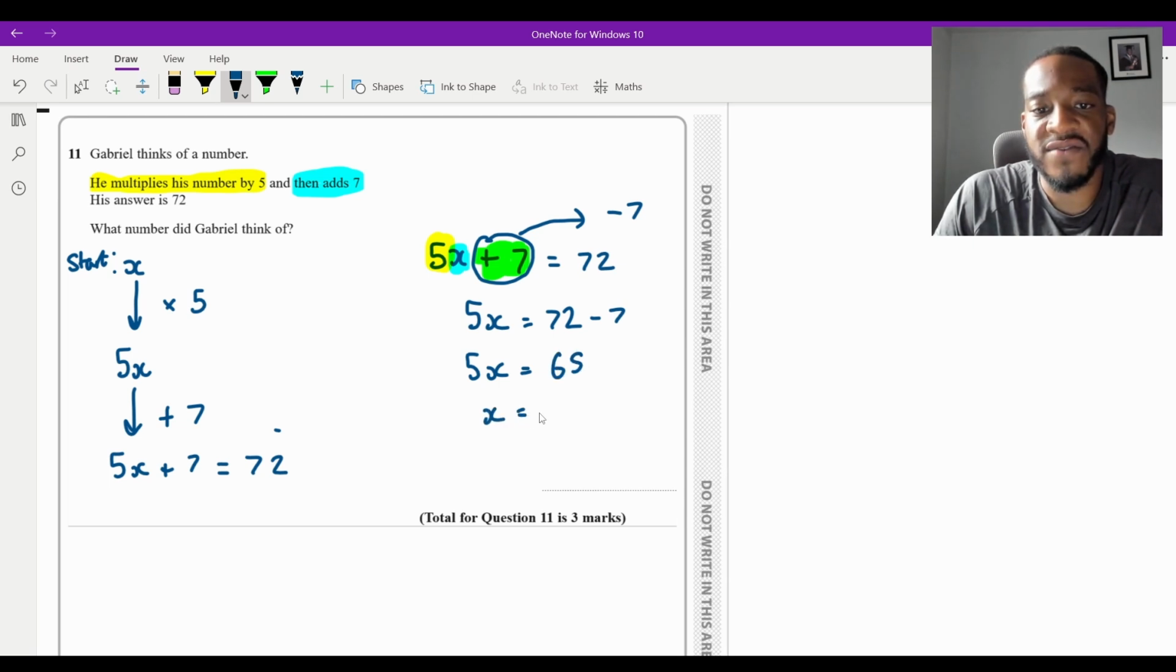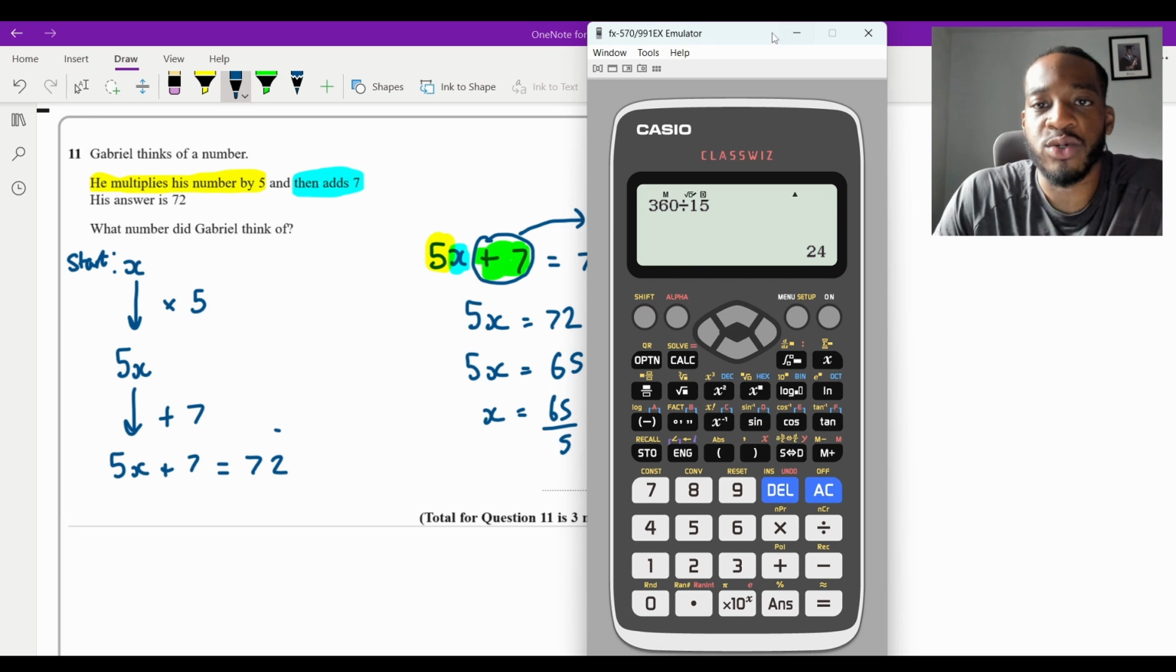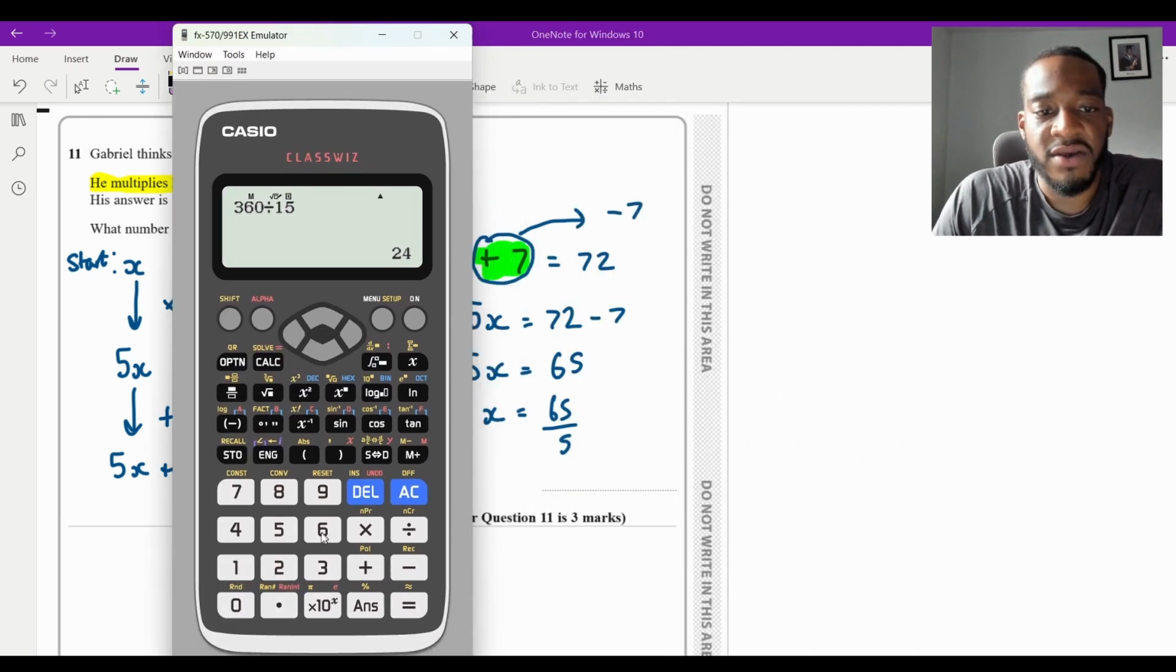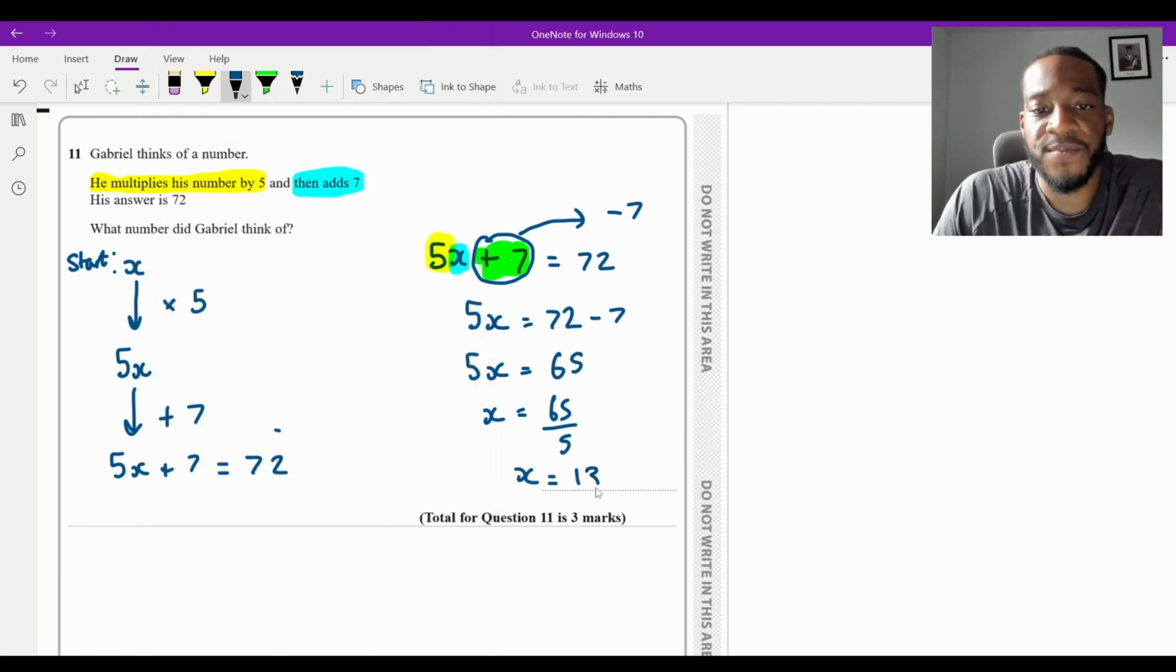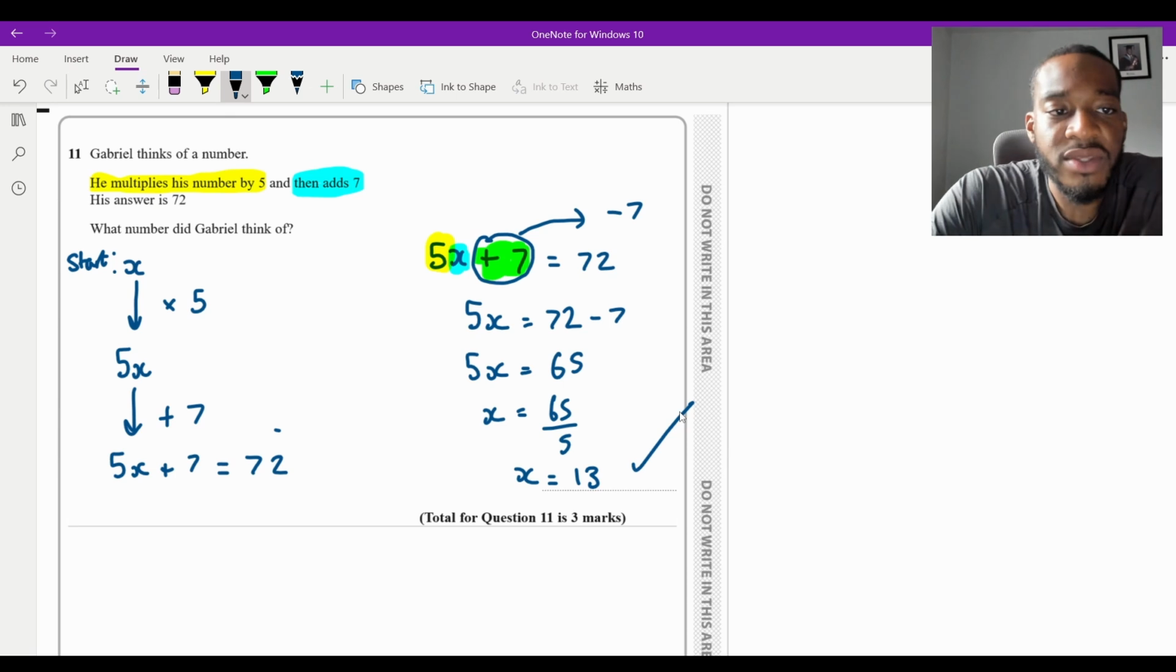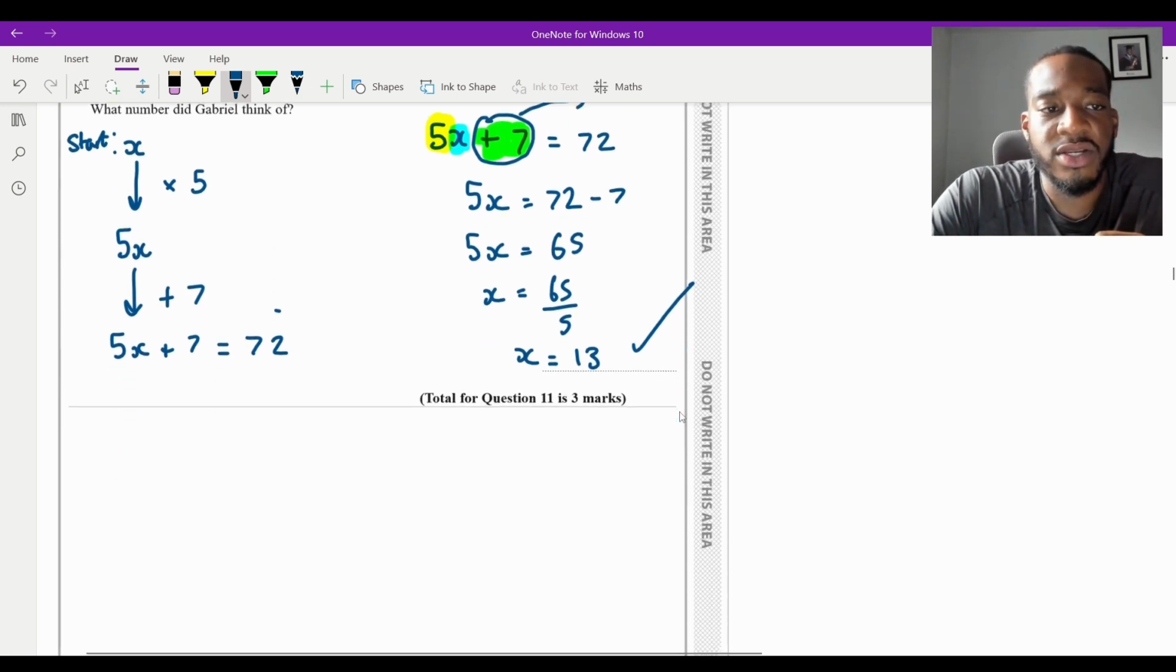So you're just going to divide both sides by 5, aren't you? 65 divided by 5. Remember, you have a calculator, so you may as well use it just to be safe. 65 divided by 5 is equal to 13. So therefore, x is equal to 13. And that's it. So that is question 11 done. Let's go to question 12.